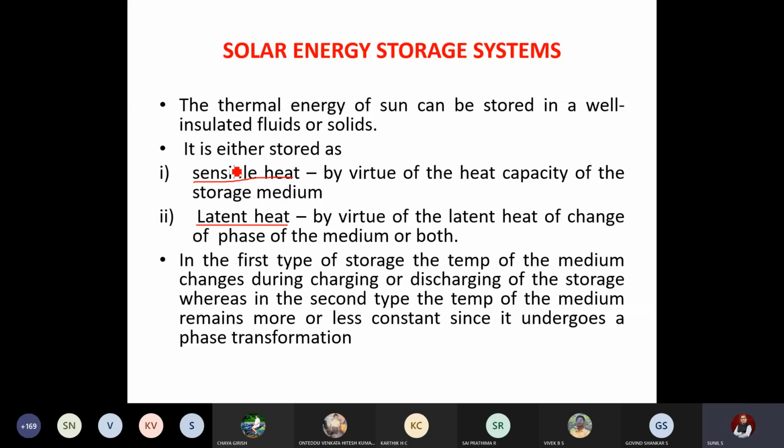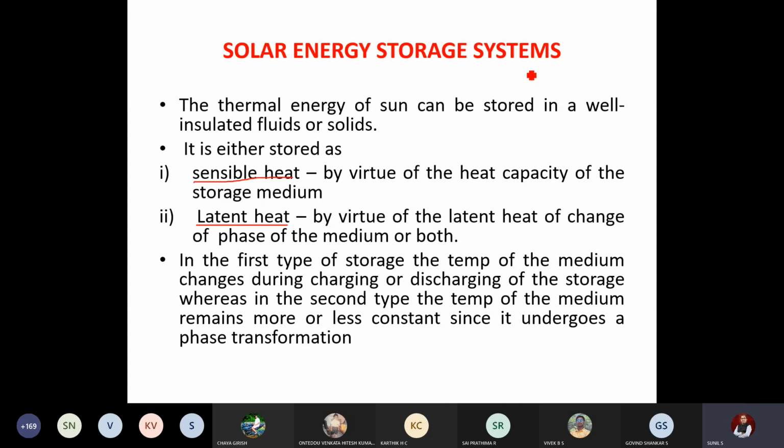So sensible heat is nothing but by virtue of the heat capacity of the storage medium. For example, if you take water, heat it up from 30 to 100 degrees. 30 degrees is the room temperature, up to 100 degrees centigrade. Whatever heat is there in the water, it is called sensible heat. Further, if you start heating, what happens? It gets converted to steam. That is called latent heat. The heat required to change the phase of a substance is called the latent heat. Sensible heat is the heat capacity of a system. Without changing the phase, it can take up that much quantity of heat.